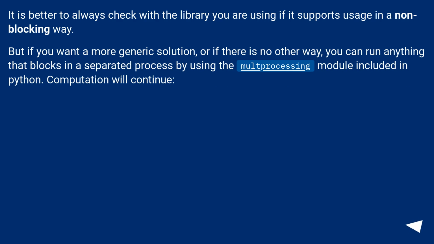it is better to always check with the library you are using if it supports usage in a non-blocking way. But if you want a more generic solution, or if there is no other way, you can run anything that blocks in a separate process by using the multiprocessing module included in Python. Computation will continue.